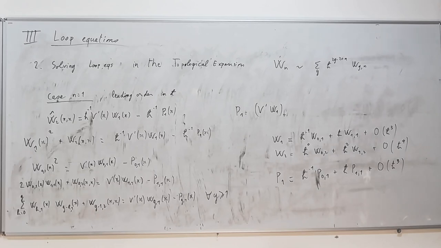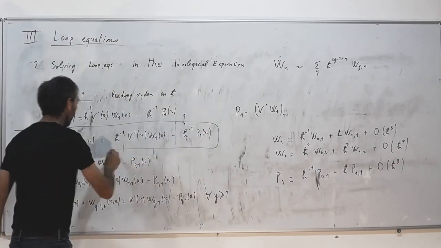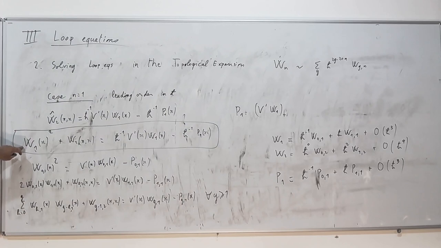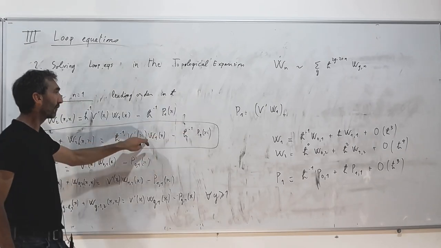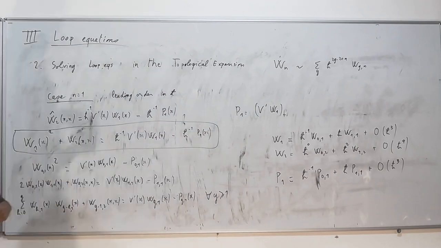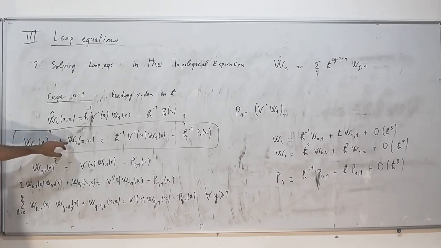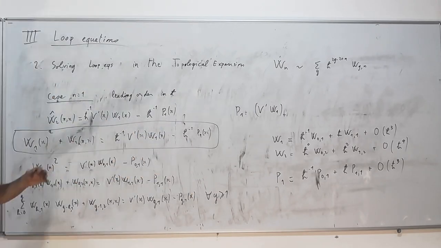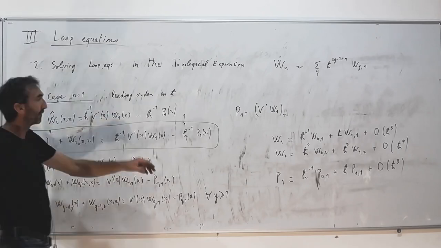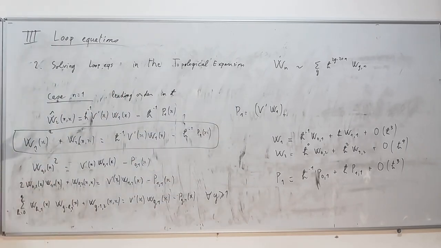Well, you see this equation before taking the expansion. W1 is an unknown function that you want to compute, but W2 is also an unknown function. P1 is an unknown function, but it is closely related to W1. So you have three unknown functions in this equation: W1, W2, and P1. Can you use this equation to determine W1 and W2? No, because you have one equation and two unknowns.